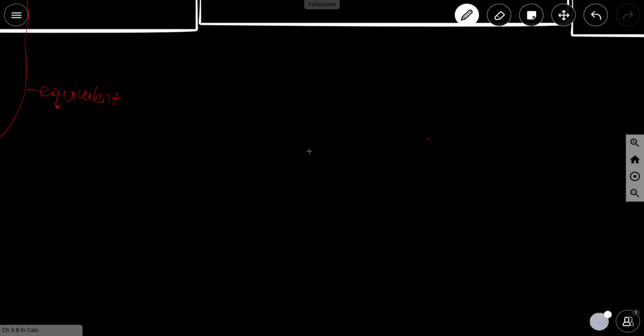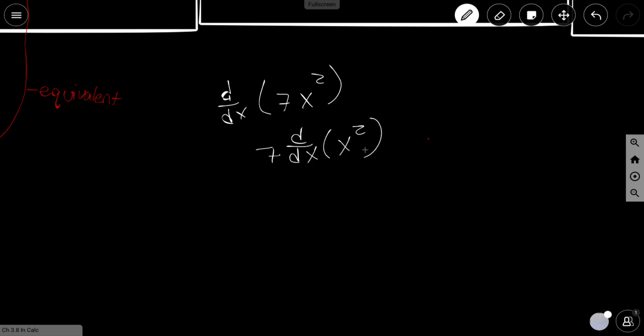Like 7 times x squared, they ask you to differentiate this. You can rewrite this so it's like this, and then that would give you 7 times 2x, which is 14x.